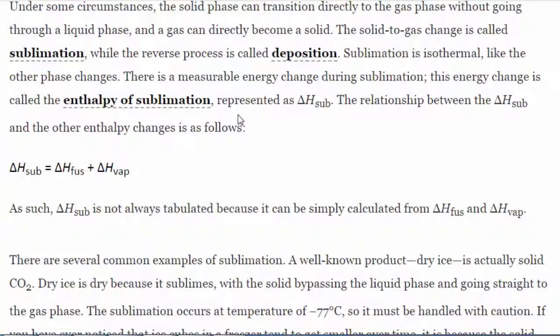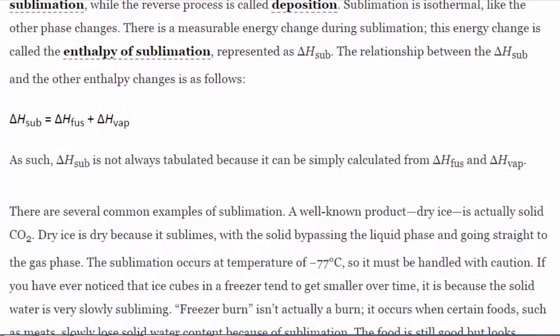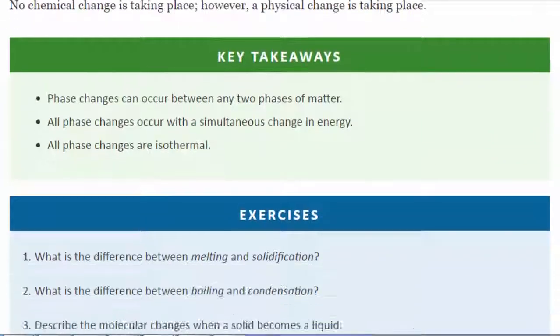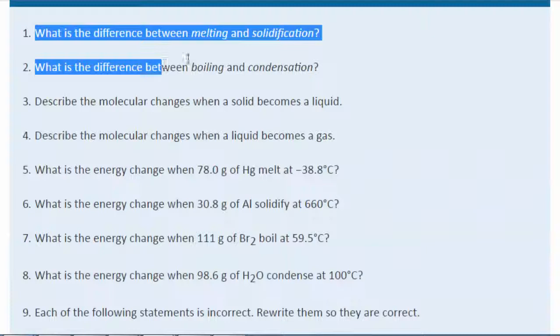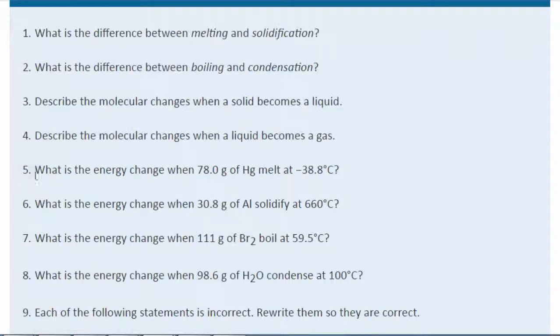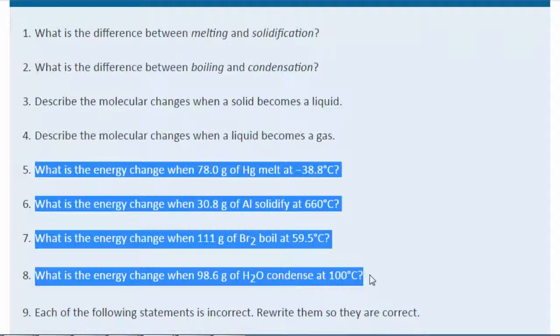You just need to know whether the matter will give up energy or absorb energy during the change from one phase to another. For example, from solid to liquid, is it going to absorb energy to go through the phase change, or is it going to give up energy? And you can answer those questions here from 1 to 4. Don't worry about any questions that involve calculations such as 5, 6, 7, or 8.